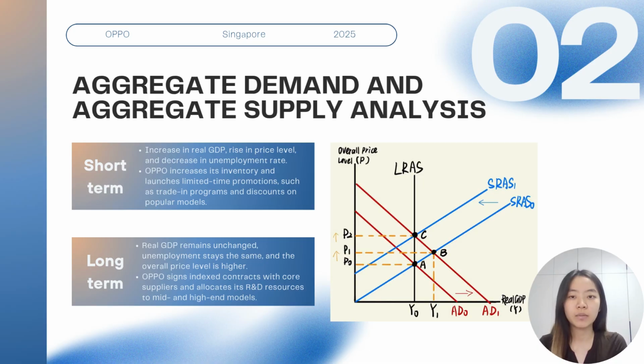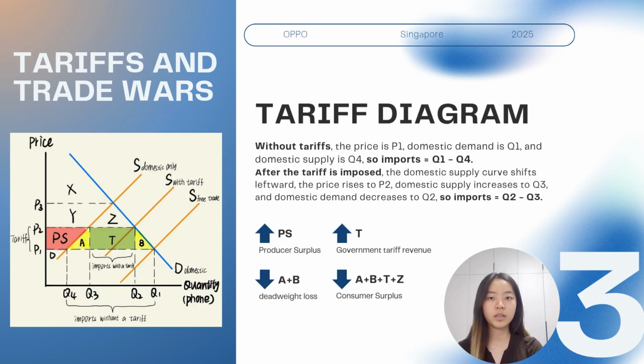Through the AD-AS model, we can clearly see how fiscal policy affects the market, and more importantly, it helps Oppo plan ahead. Okay, let's turn to the third topic, tariffs and the trade war. In April 2025, President Trump signed Executive Order 14257, which means a 10% basic tariff on all imported goods. In simple words, tariffs make imported products more expensive.